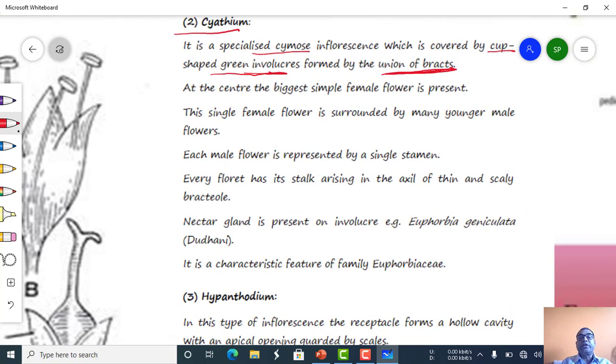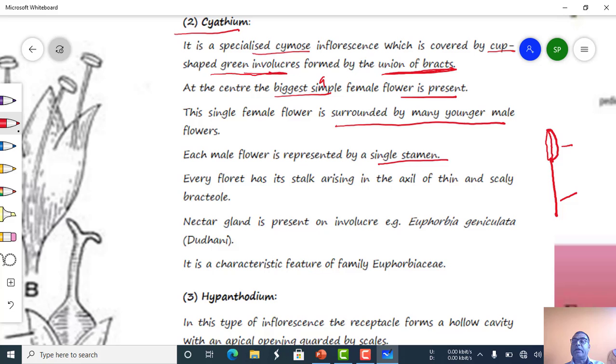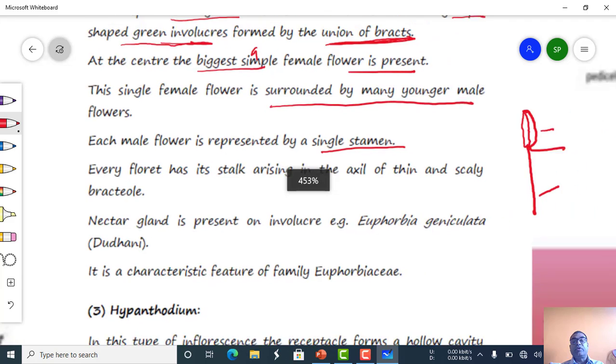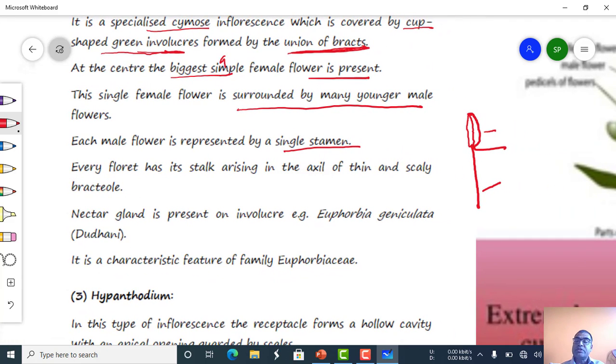Just see here, at the center, the biggest single female flower is present, and this single female flower is surrounded by a number of young male flowers. Each male flower is represented by a single stamen. Here if you see a single stamen, the anther, filament, and the part of connective is a stamen. So each male flower is represented by such a single stamen.